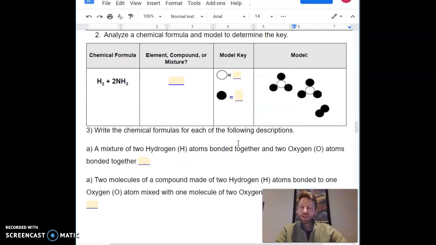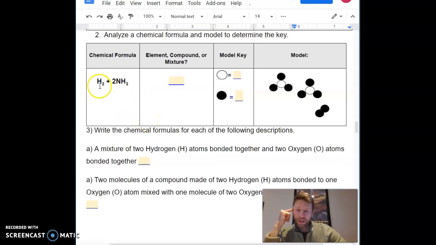The next question is a slightly different version of the same skills you've been doing. This time I gave you a chemical formula. I want you to figure out if it's an element, compound, or mixture, and I didn't give you the key. Wait, but how am I supposed to know if I didn't give you the key? Well, let's look over here. I gave you the model and the chemical formula. Those two pieces of information should allow you to work backwards.